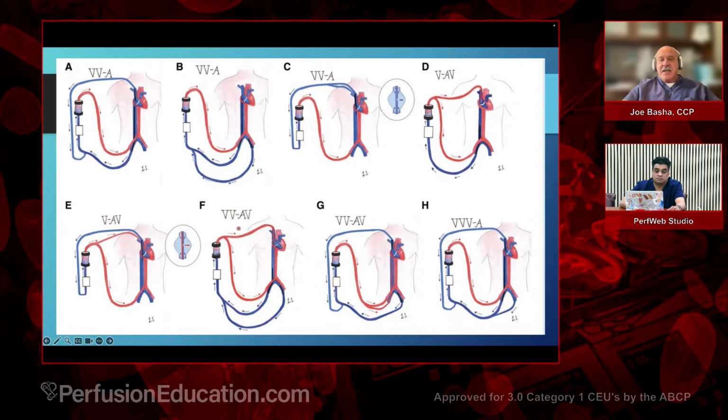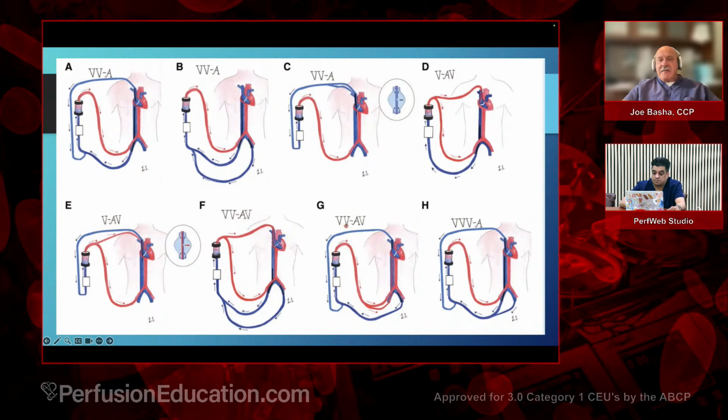So 2 venous drainage, 1 arterial return, 1 venous. So you didn't have enough drainage with 1, so now you have 2 drains for the venous. You're going into the arterial and for systemic circulation, and 1 going into the right atrium for pulmonary support.